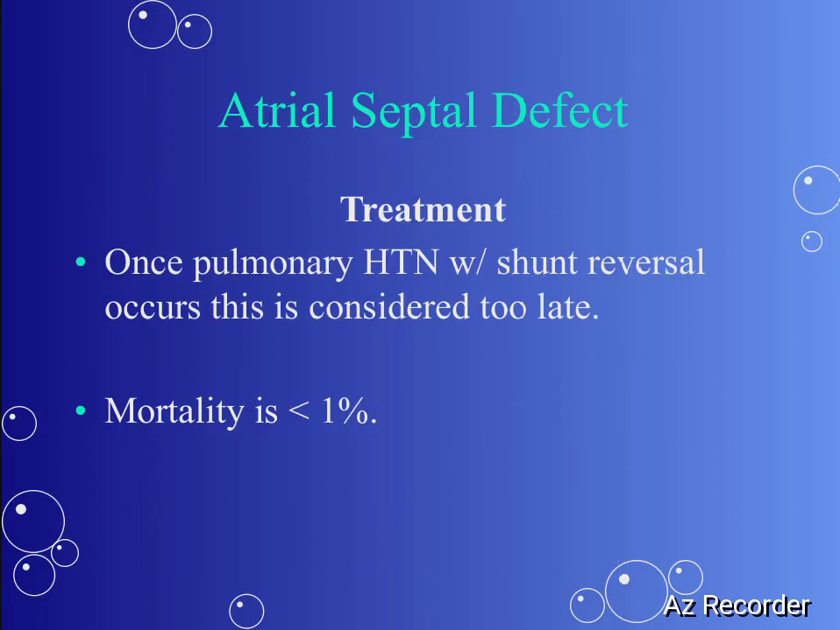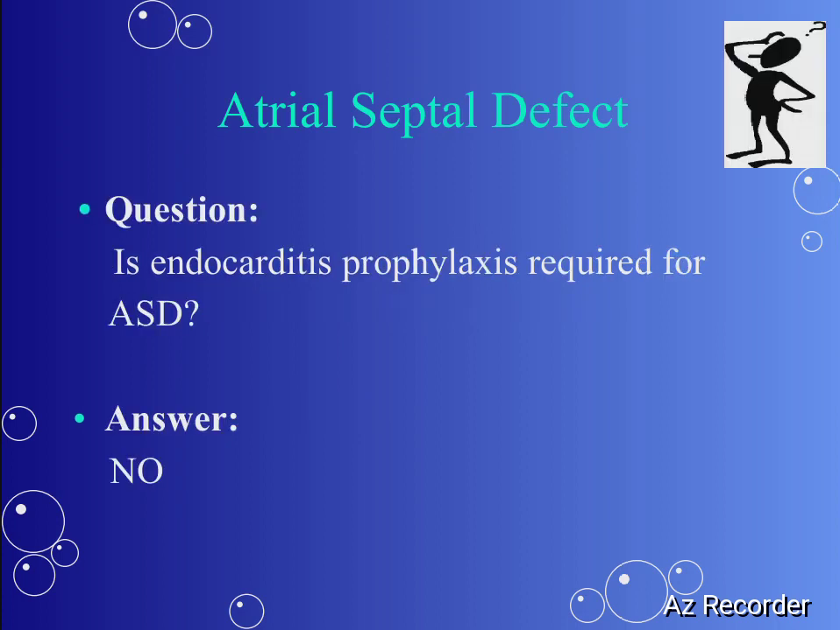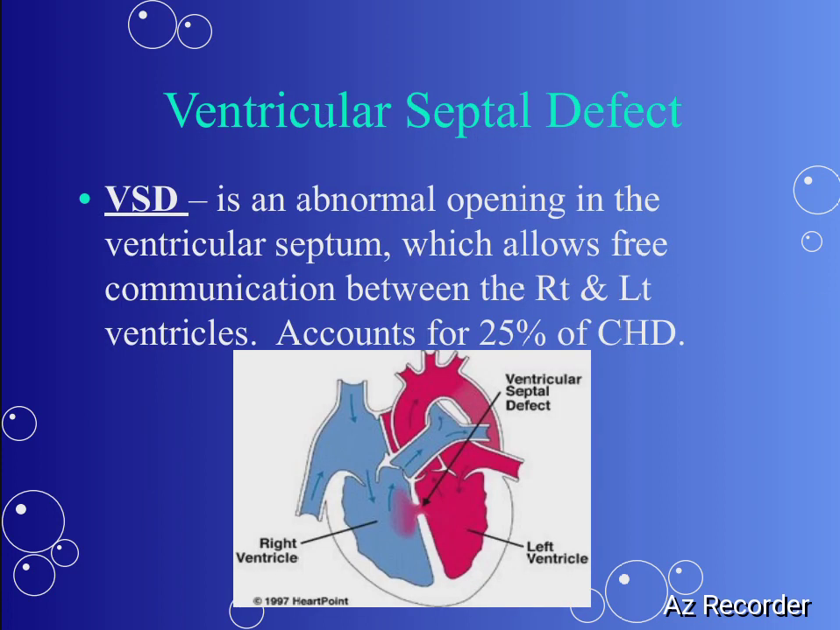Atrial septal defect treatment. Once the pulmonary hypertension with the shunt reversal occurs, this is considered too late. Mortality is lesser than 1%. Is endocarditis prophylaxis required for the ASD? No. Ventricular septal defect. This is the abnormal opening in the ventricular septum which allows a free communication between the right and left ventricles.